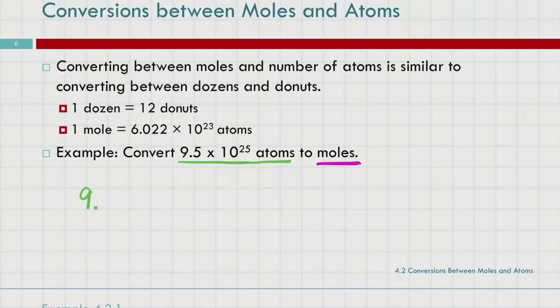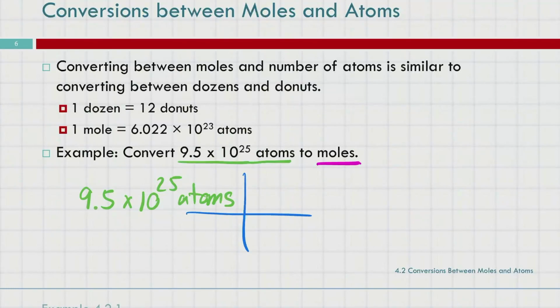We set up our given number, and we put Avogadro's number as our conversion factor. One of the nice things about Avogadro's number being so big is that you're either going to make something ridiculous or you're going to make it less ridiculous.